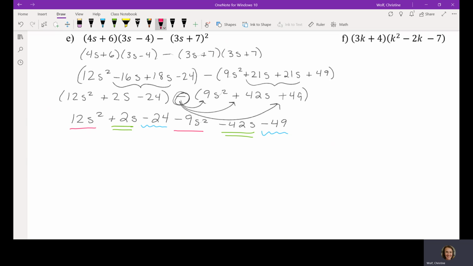So when I combine the first terms in red, 12s squared minus 9s squared. 12 minus 9 is 3s squared. One final reminder, don't change the exponent on that s. You only change it when you're multiplying. We're just simplifying here. Then positive 2s minus 42s. So 2 take away 42 would be negative 40s.